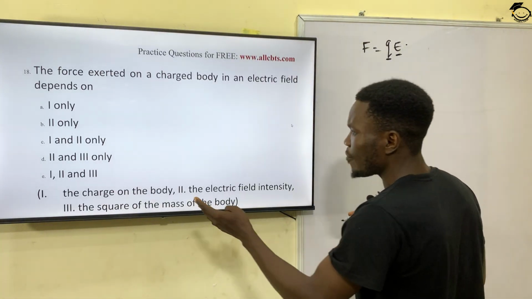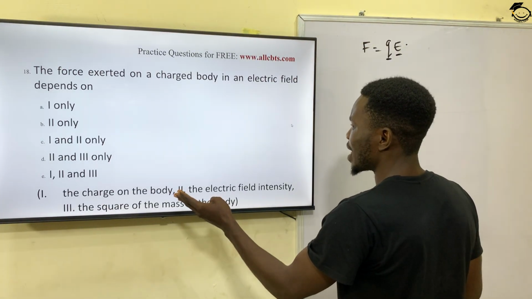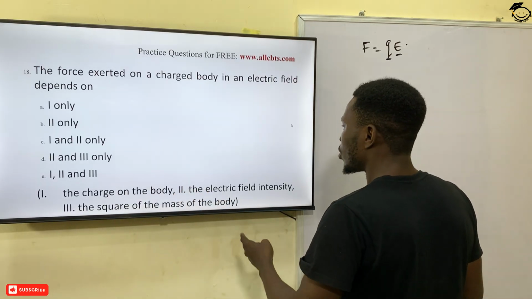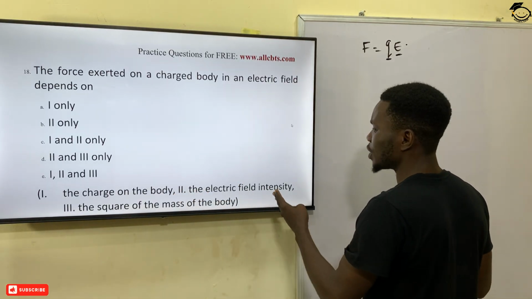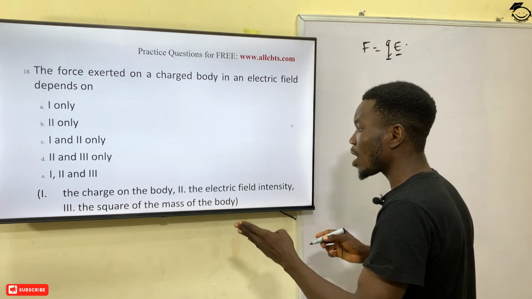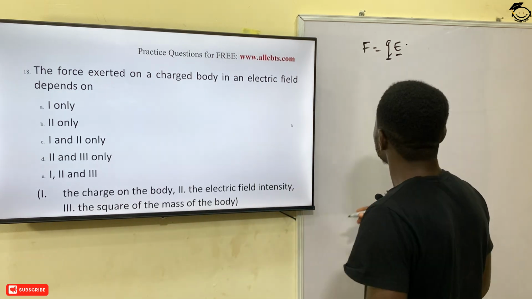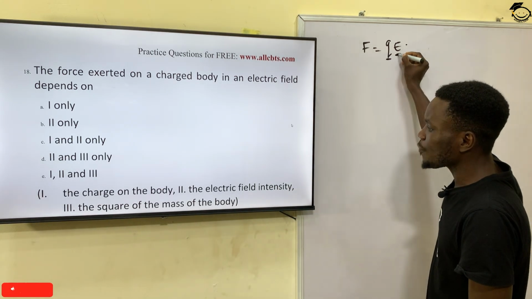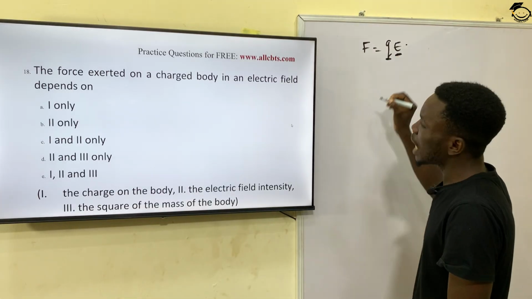So we have Roman figure 1 here talks about the charge on the body. Roman figure 2 talks about the electric field intensity. Roman figure 3 talks about the square of the mass of the body. So it depends on the electric field intensity and the charge on the body.